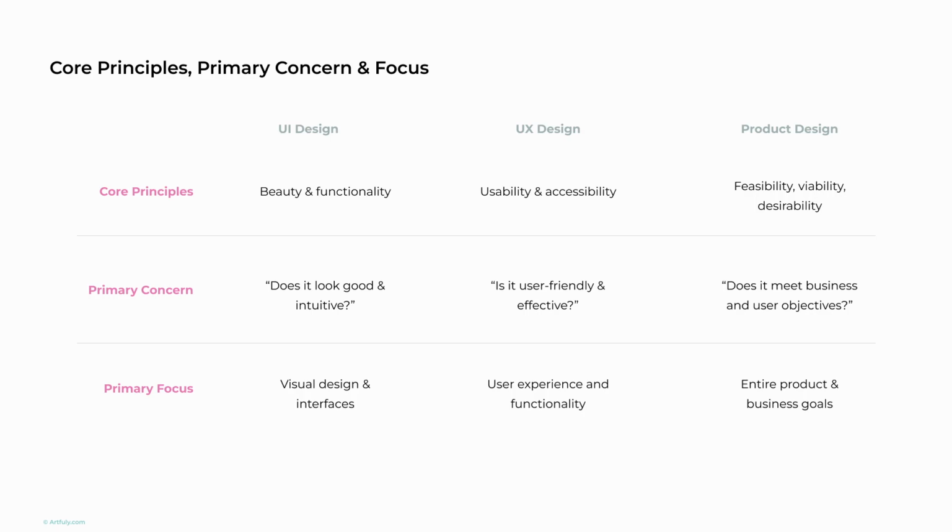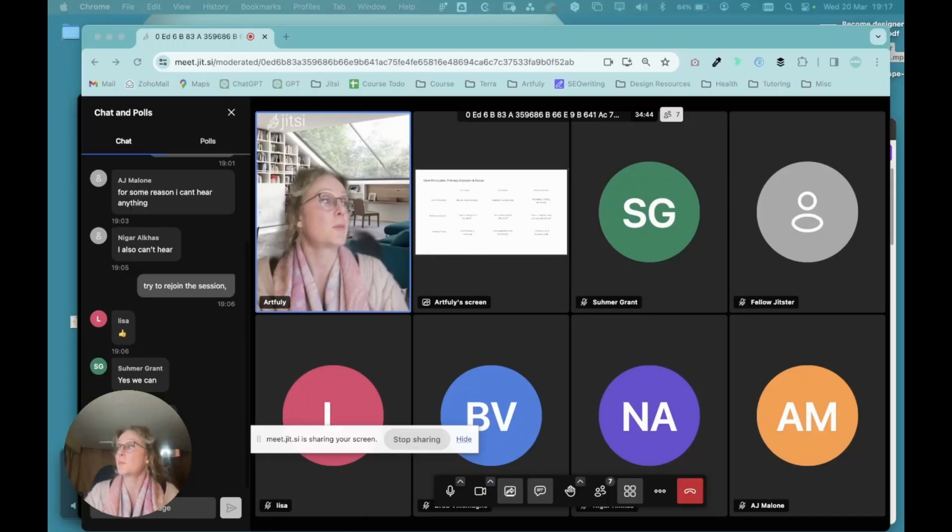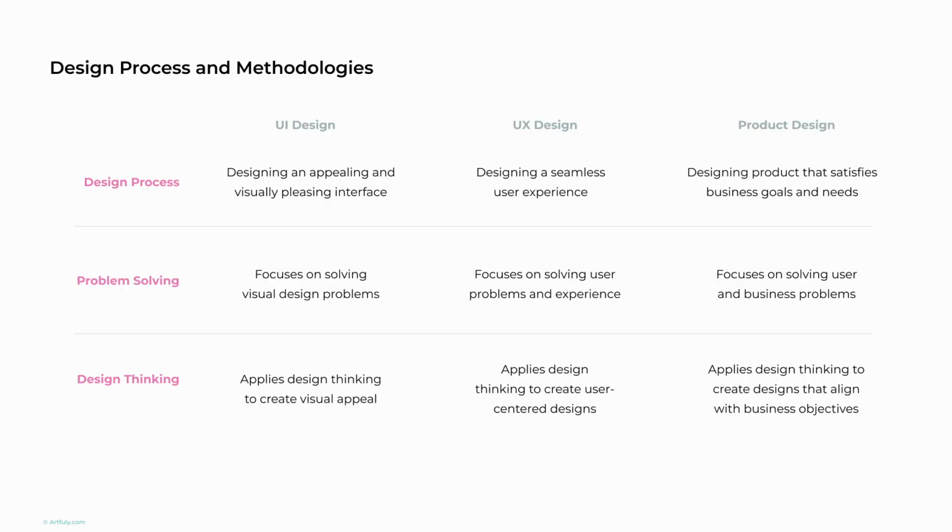Primary focuses in UI is the visual design and interfaces, UX is the user experience and functionality, and product design is the entire product and business goals. And remember, that could also be a suite of products as well. The design process in UI is to design an appealing and visually pleasing interface. In UX, it's to design a seamless user experience. And in product design, designing a product that satisfies business goals and needs.